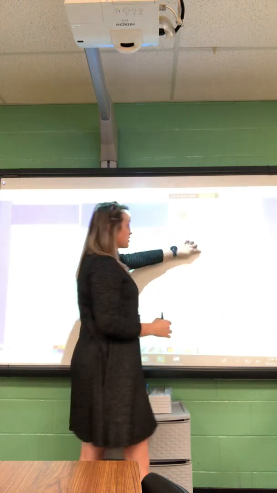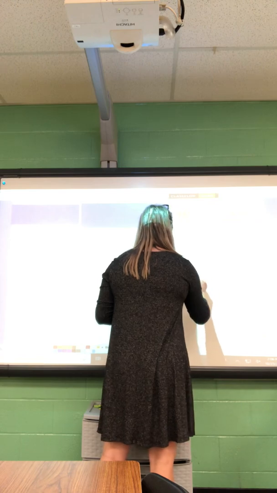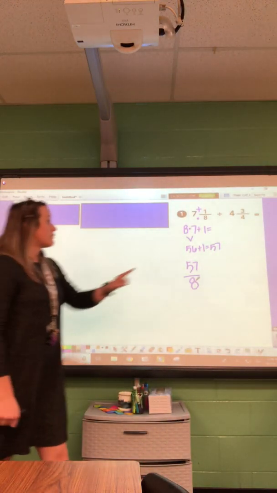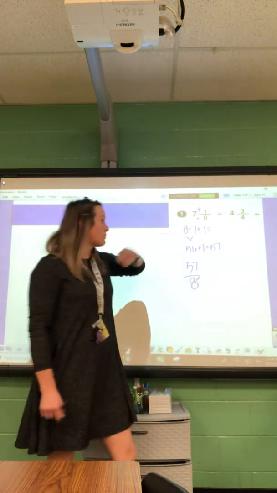So my new fraction becomes 57 over 8. Notice my denominator stayed the same. It did not change. Okay? From here, I have to change this also. Notice it's a mixed number. I need an improper fraction.